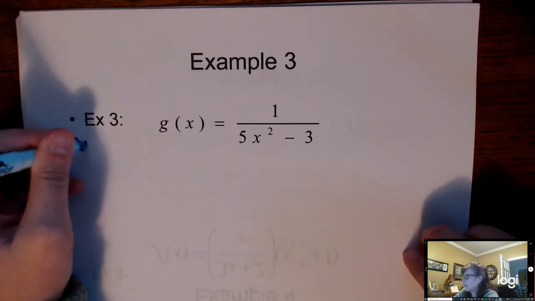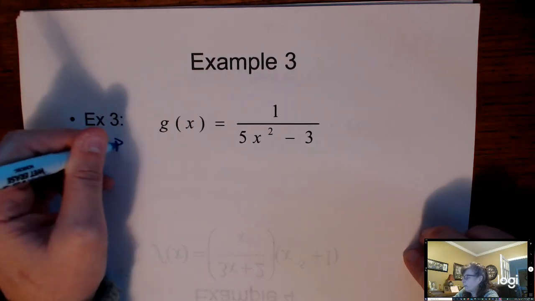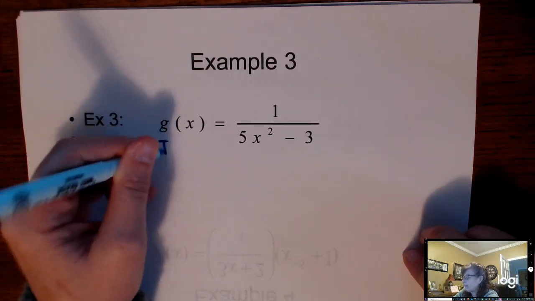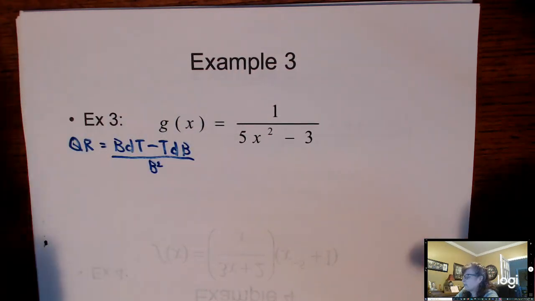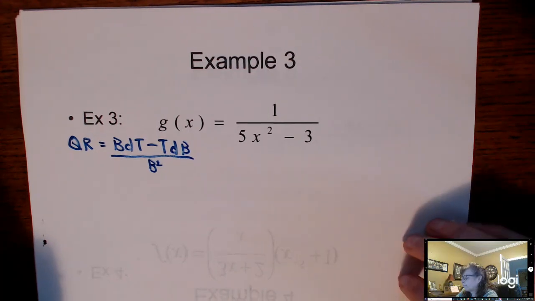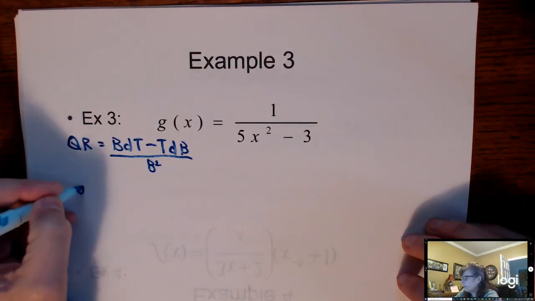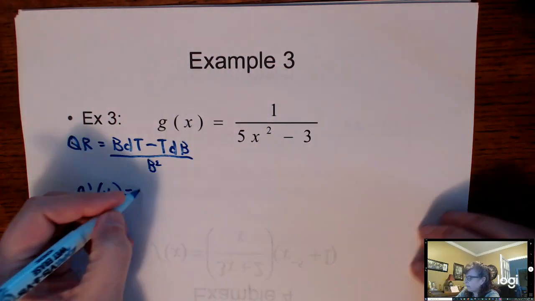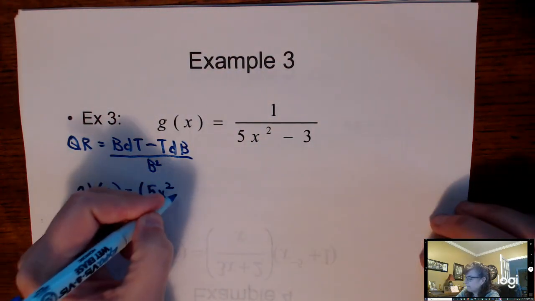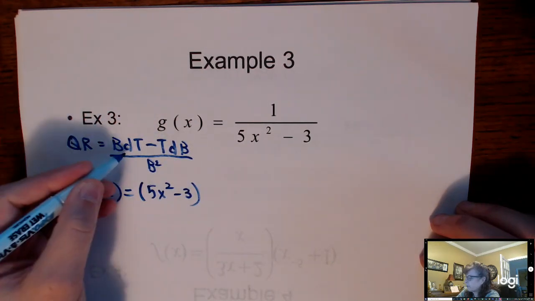So if you go right into the quotient rule, bottom times the derivative of the top minus top times the derivative of the bottom over the bottom squared. Notice how I'm writing that over and over. That's what I do to memorize things. Okay, so the derivative of the function g, that's your top, that's your bottom. So that would be bottom, write that down, times the derivative of the top.